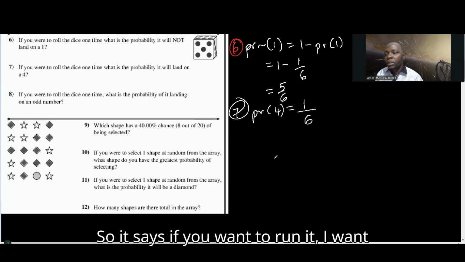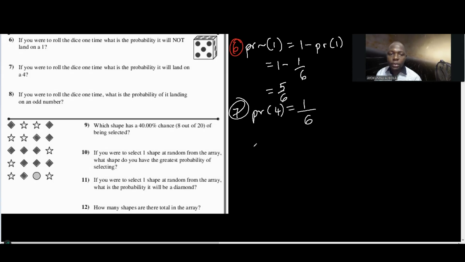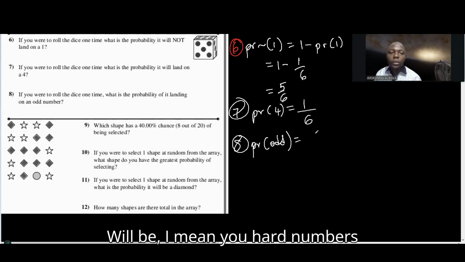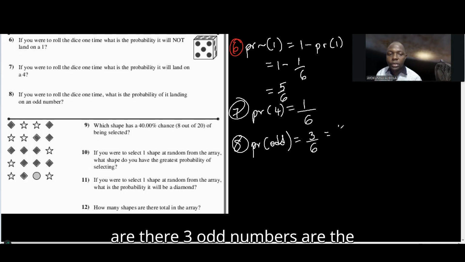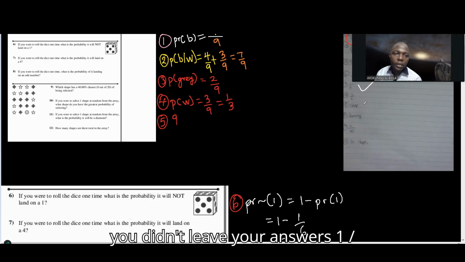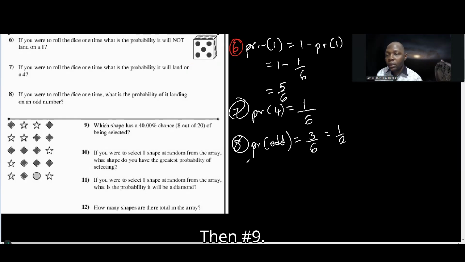So it says if you were to roll a die one time, what's the probability of landing on an odd number? So probability of odd will be, how many odd numbers are there? Three odd numbers out of six, which is 1/2. So you didn't leave your answer as 1/2, right? That's half mark there.